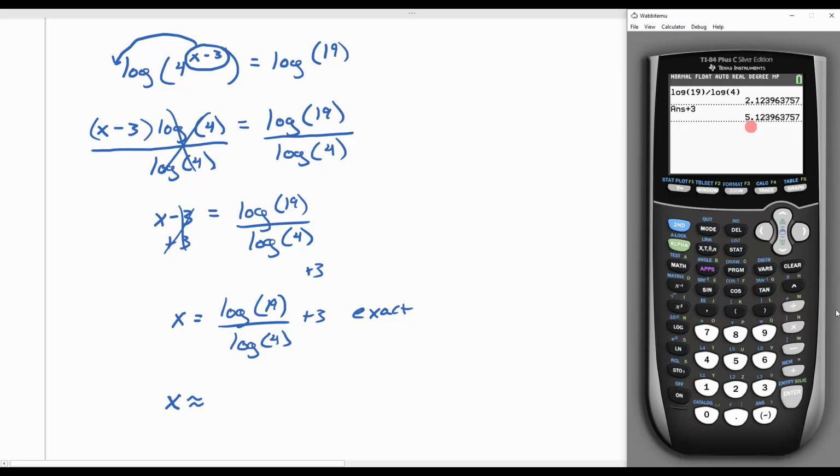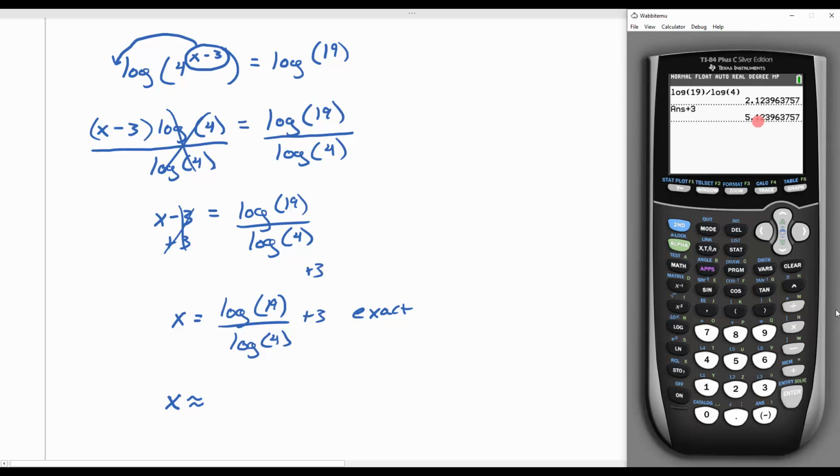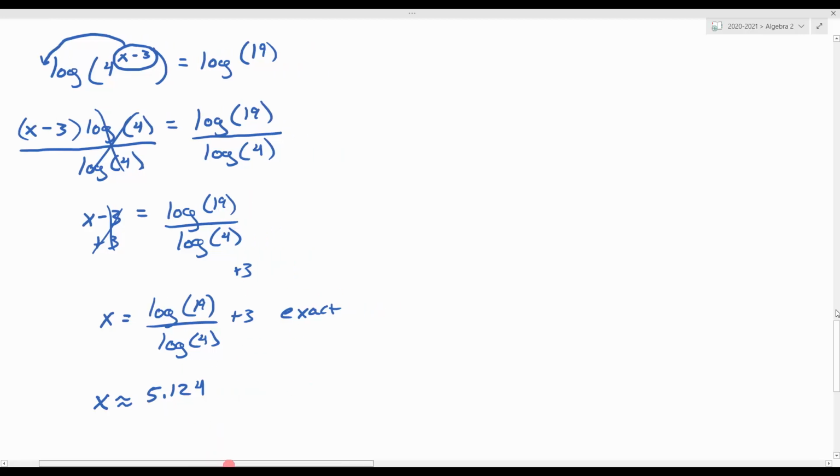So I got 5.124. All right, now just a quick note on the rounding here. So if we wanted to round to 3 decimal places, I go to the 3rd decimal place, then I look at the next number, and you can see that's a 9. Okay, so since that's bigger than 5, this number 3 is going to go up to 4. All right, so just a quick review there on rounding. Okay, so x is approximately 5.124. x is exactly log 19 over log 4 plus 3. All right, so you're going to need both of those answers for your quiz tomorrow.